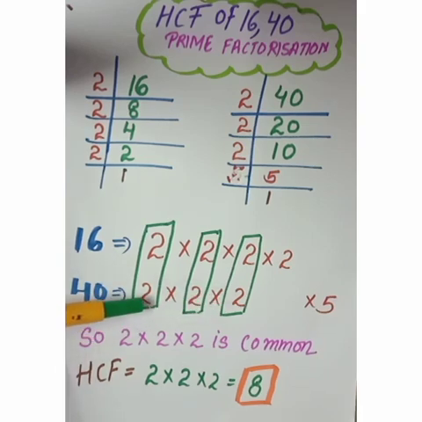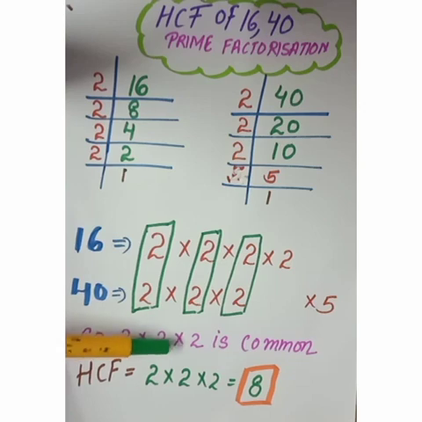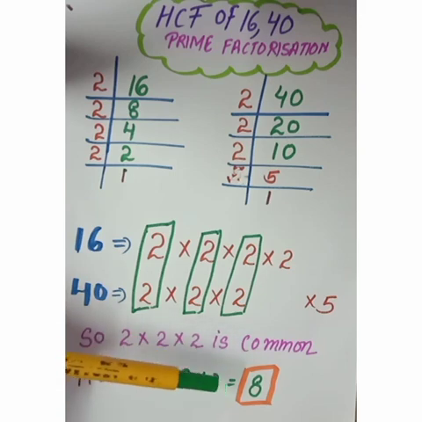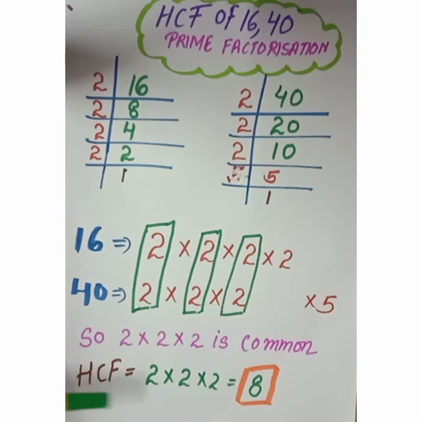It means from the first pair we took 2, from the second pair we took 2, and from the third pair we took 2. So 2 multiply 2 multiply 2 is common between 16 and 40. So what will be our SCF? That is 2 multiply 2 multiply 2, which is 8.